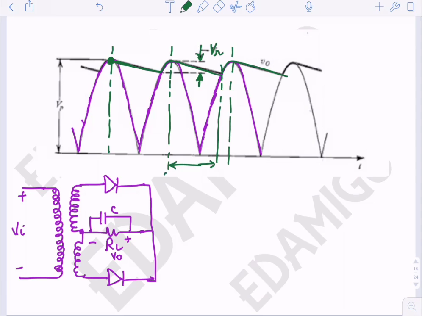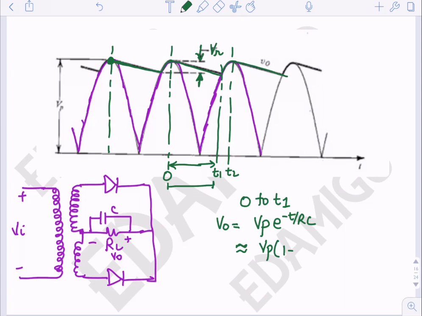so let us say this is time instant 0, this is time instant t1, this is time instant t2. Okay, so from 0 to t1 we can see that the diodes are off, and the capacitor is discharging through the resistance. So from 0 to time instant t1, the output voltage will be equal to a discharging capacitor equation, that is Vp e to power minus t by RC. Okay, it can be approximated as Vp (1 minus t by RC) when RC is very large.